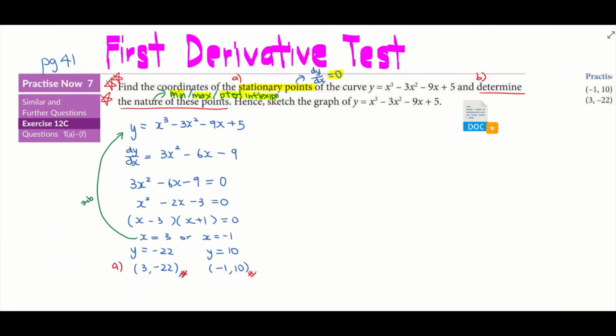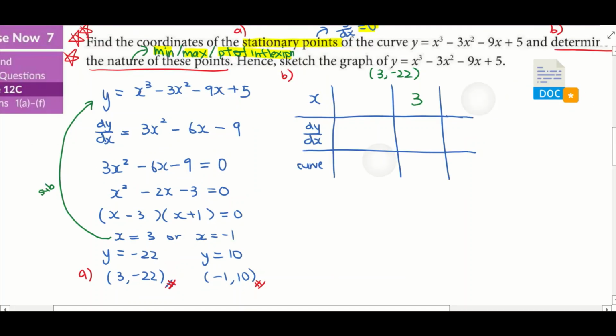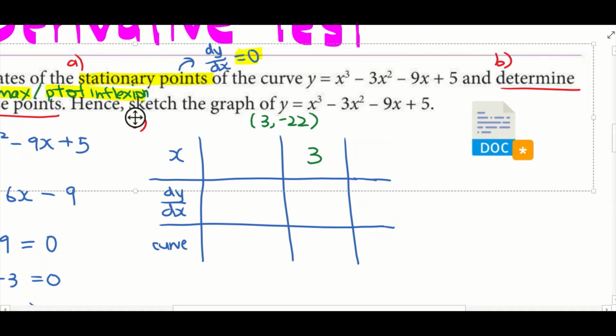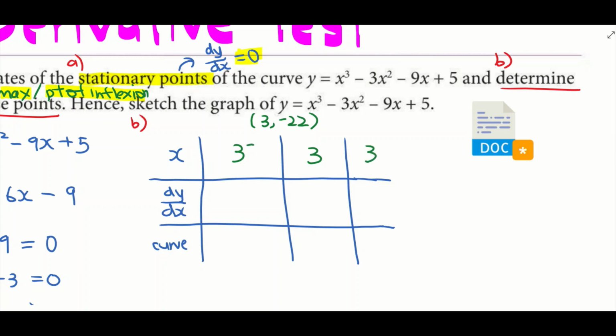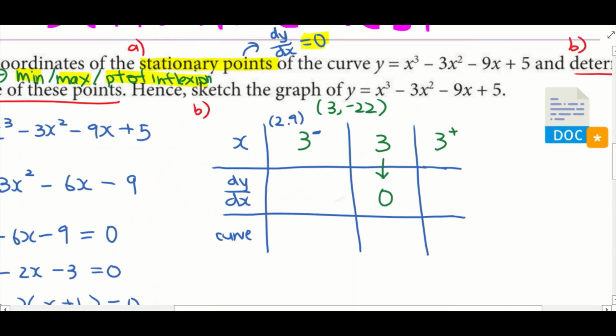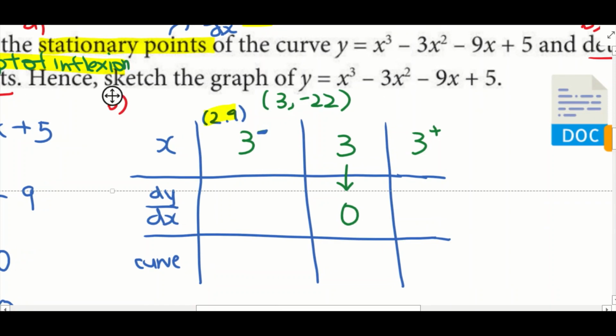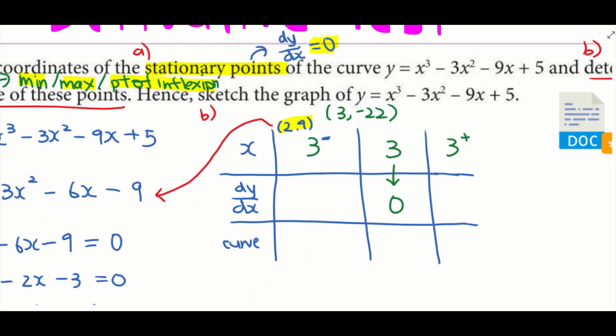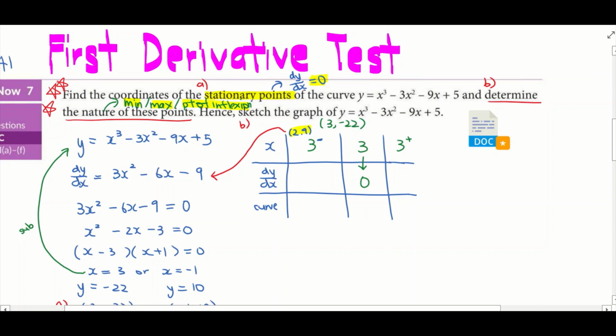Now I'll show you what is the first derivative test. Basically we will start with the first column x, dy/dx, and curve. And I will have to put 3 points for x. When x is 3, what is dy/dx? Basically just to explain, I will sub in the value just right before 3, 2.9. This 2.9 sub into dy/dx. Tell me what is the nature of the gradient.